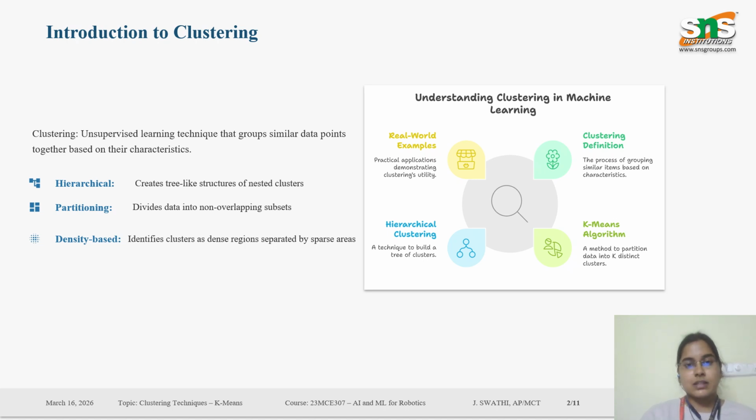The clustering method is the grouping of similar data types based upon their characteristics, features, patterns, etc. Here we have three types of clustering: hierarchical, partitioning, and density-based. Hierarchical creates tree-like structures of nested clusters, partitioning divides the data into non-overlapping subsets, and density-based identifies clusters as dense regions separated from sparse areas, that is, separating the high-density regions from the low-density regions.